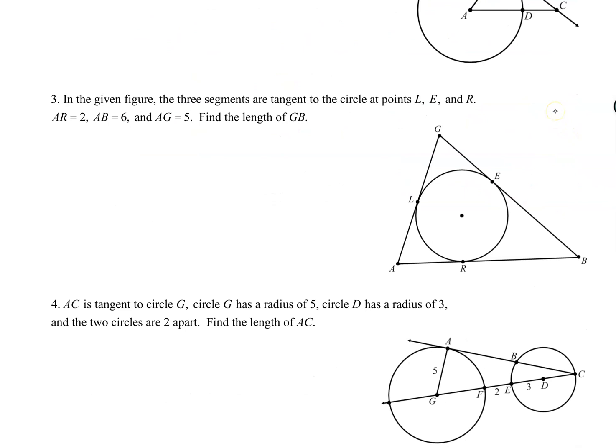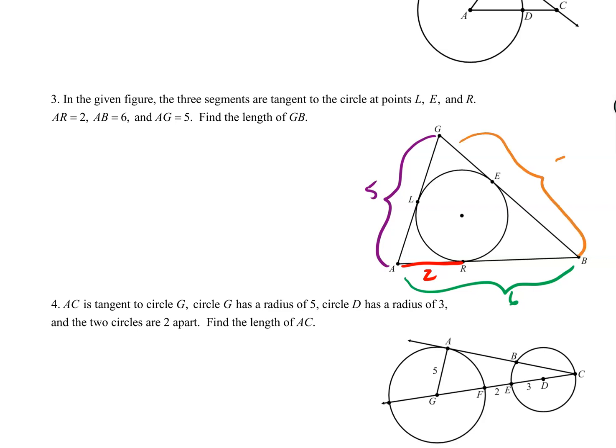I love this particular question because I think it's such an easy question, and especially if you get this one on a test or a regions exam, then it's even lovelier. But this little one has two tangents coming from the same point. If you look at example 3 real quick, they tell you that AR is 2. So that part's 2. You've got AB, so this whole thing is 6. And AG, that's all of this, is 5. And then it wants to know what is specifically GB. So we're looking for specifically what this value is.